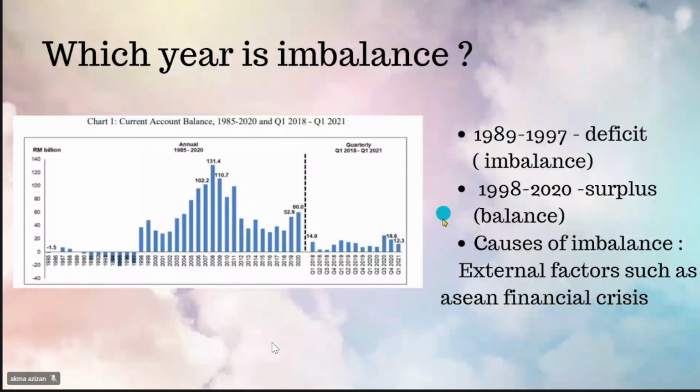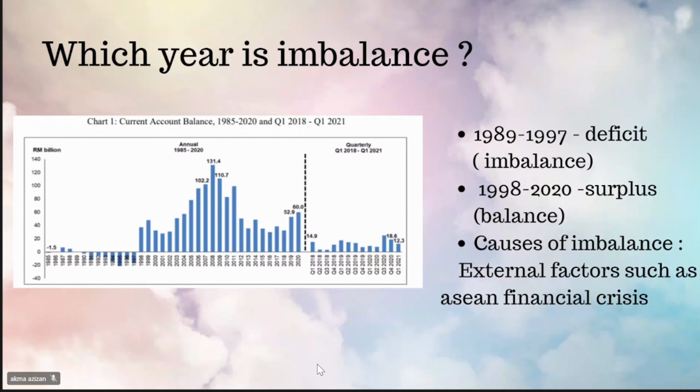So I will explain which years we had a balance or imbalance of payment. As you can see from the graph, from 1989 until 1997 we had a deficit, meaning imbalance, and from 1998 until 2020 we had a surplus, or balance.